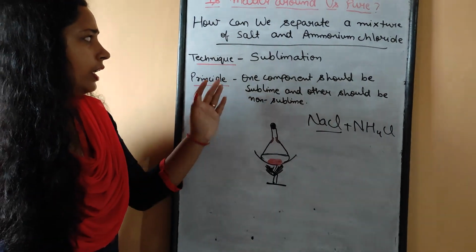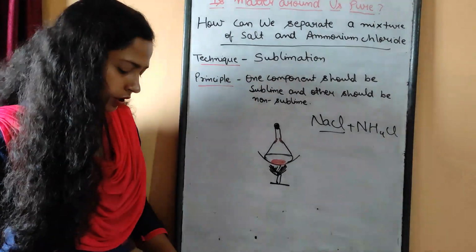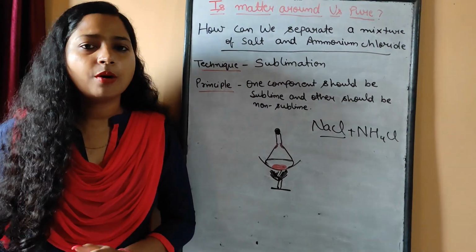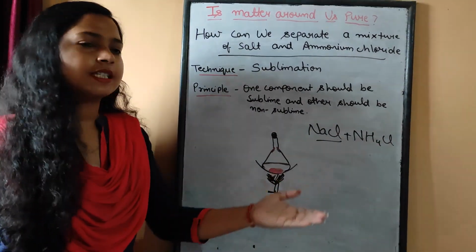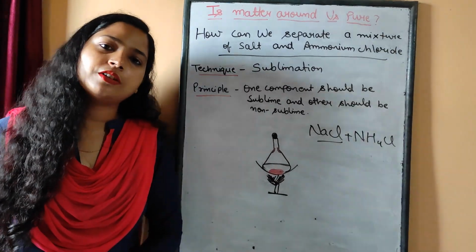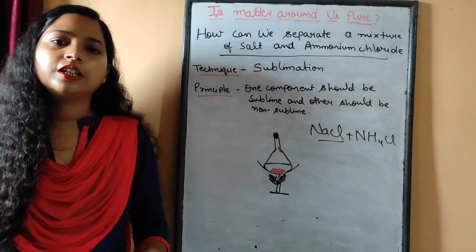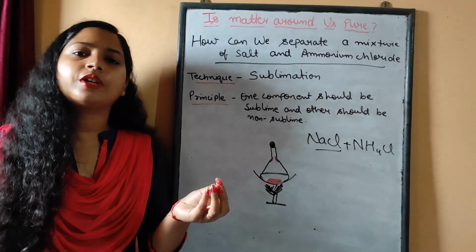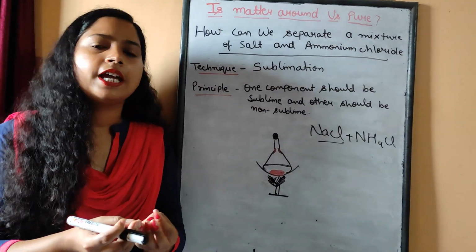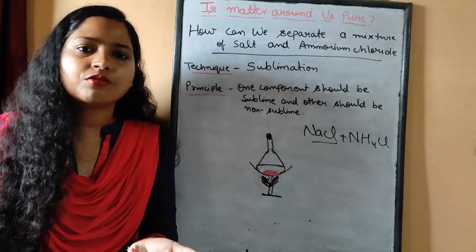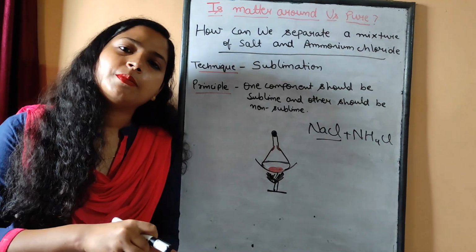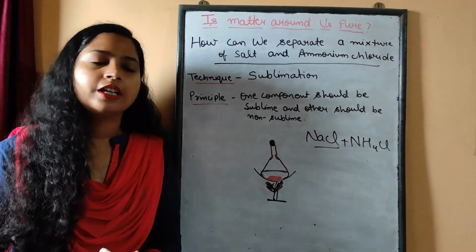Now, here we have taken one example of common salt plus ammonium chloride. Common salt has the formula NaCl and ammonium chloride has the formula NH4Cl. Both are white in color. So if sodium chloride is mixed with ammonium chloride, and they are crystals because they are salts, and they are white in color also, when they get mixed up, how can you separate it?